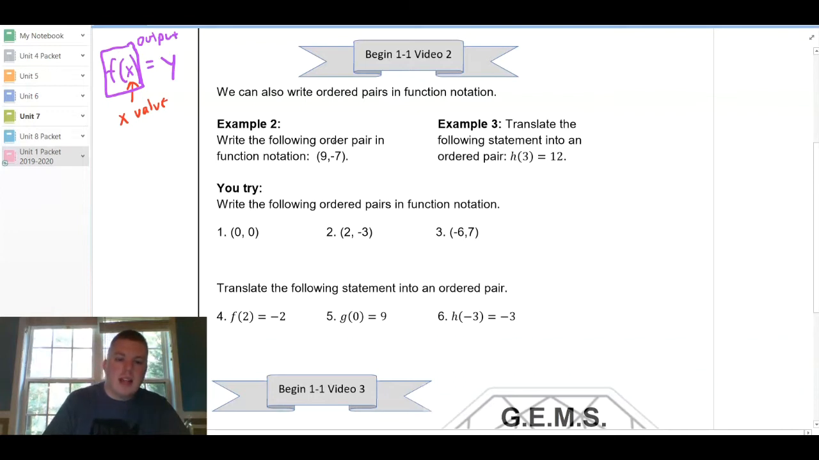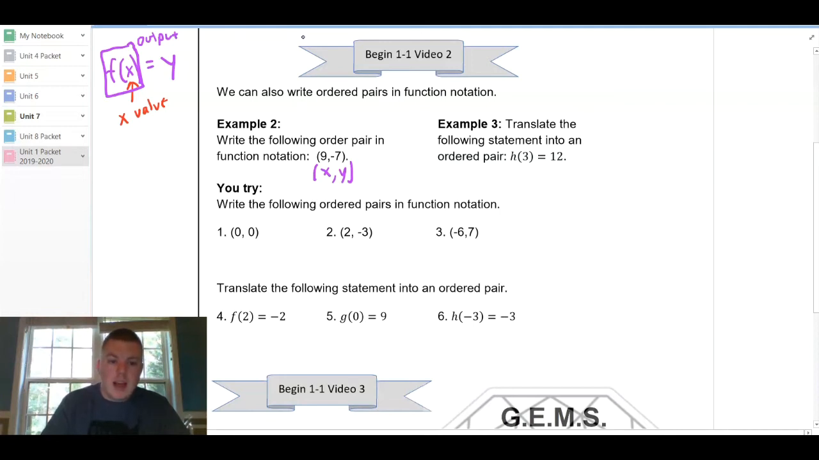So I'm going to use that in this problem here where I want to write the ordered pair 9, negative 7 in function notation. So if you remember from middle school, our first value in an ordered pair is our x, and our second is our y.